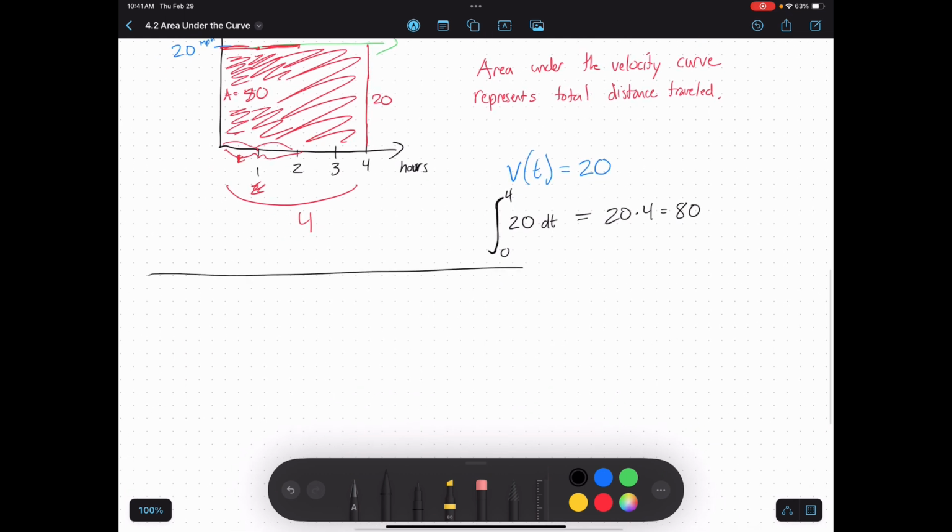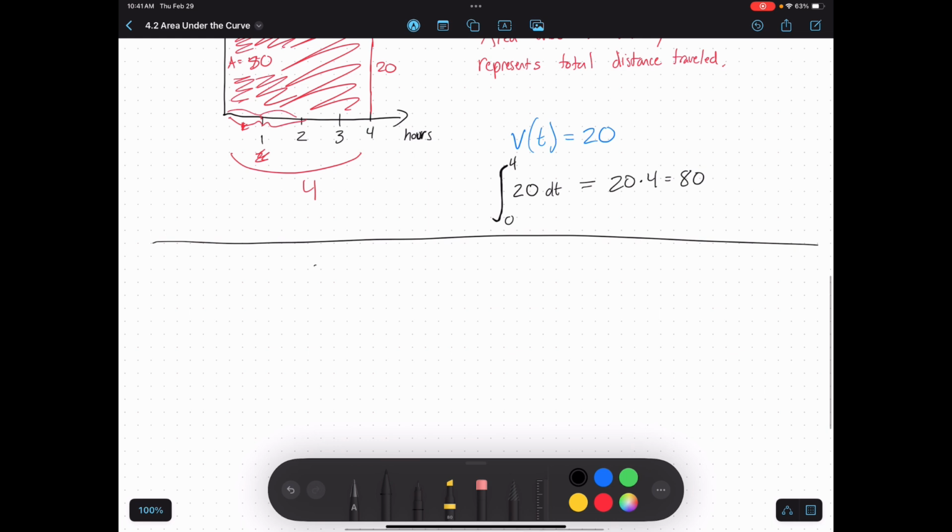Well, let's look at another example. Let's look at the area from 1 to 2 of the function 1/2 x. I'm going to take away the application here, and we're just going to look at this purely mathematically. So what does this mean? This means I want to calculate the area under the function 1/2 x from 1 to 2.